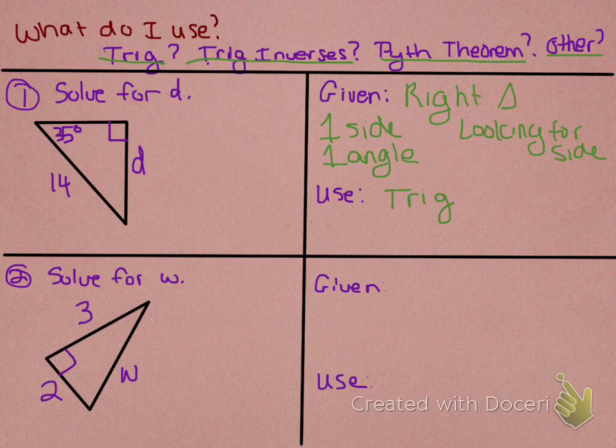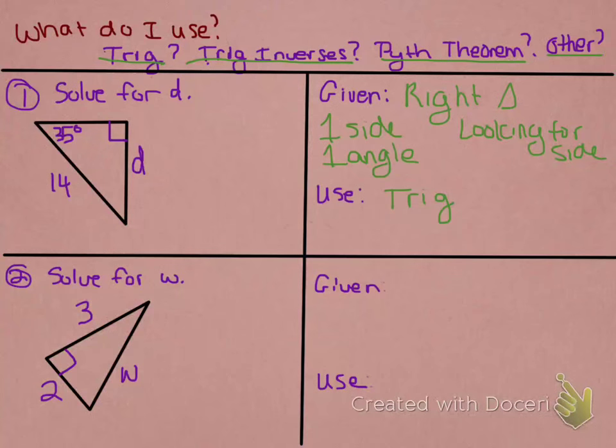We can't use Pythagorean theorem because we're not given two sides, and there's not any other method that we can use to solve this except for our trig ratios.